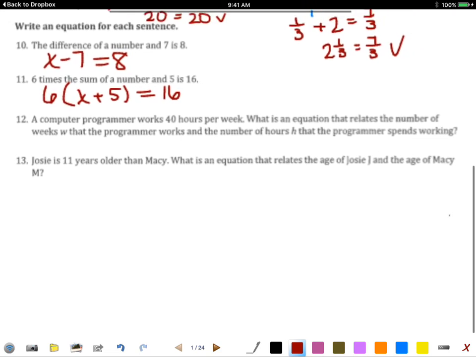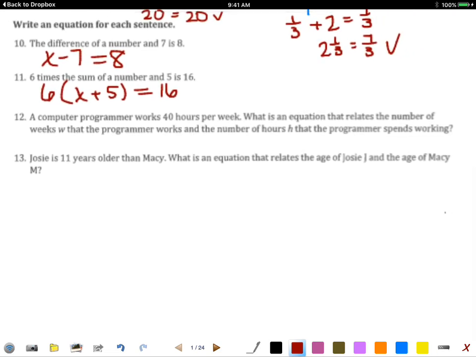Number 12. A computer programmer works 40 hours per week. What is an equation that relates the number of weeks, W, that the programmer works and the number of hours, H, that the programmer spends working? So we're using W and H. Stop and just think about that one for a minute and see if you can come up with an equation. Anyone have an idea? Isaiah? 40W equals H. Yes. 40 times however many weeks you work will tell you how many total hours you have.